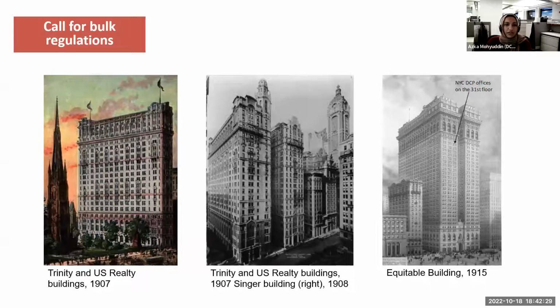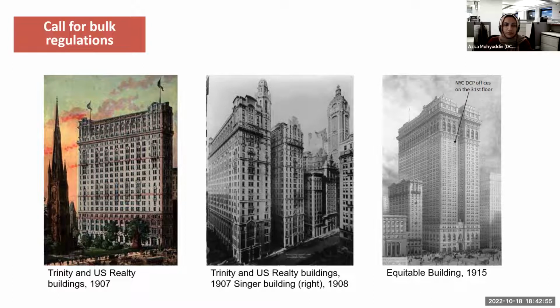Another aspect of zoning was the bulk regulations. There was this race to the top that prompted a lot of skyscrapers. And at this time, while the tenement laws were regulating residential uses, there was no regulation around commercial buildings at that time. So these buildings were built unchecked.